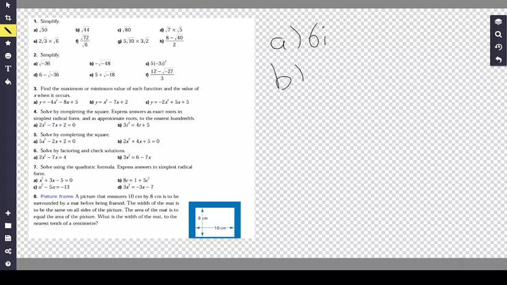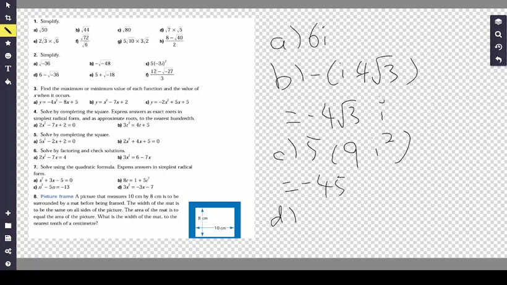B, it's negative. We're going to leave the negative first, so i, and then 48 can be broken down into 16 times 3, right? So we have 4 root 3 i times 4 root 3 i. So overall we'll have negative 4 root 3 i. And then C, 5 times 9 i squared being negative 1. So this is going to be negative 9, so this is going to give us negative 45.